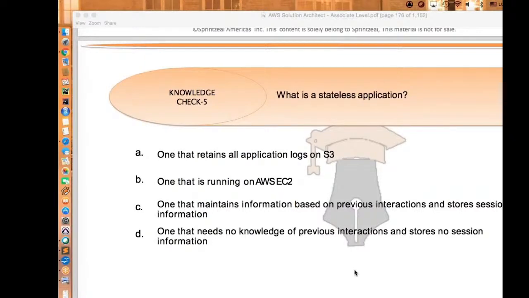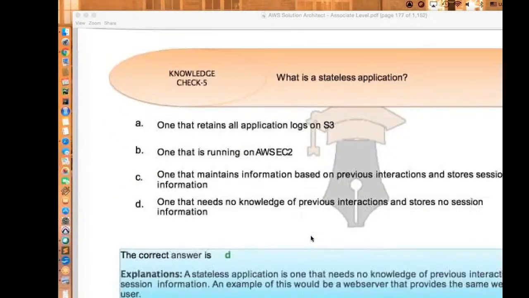We'll go to the next question. What is a stateless application? We discussed stateful and stateless applications along with examples yesterday. Do you remember which one is the answer? Yeah, I remember. You said one maintains the information based on previous interaction and stores it. Then I will go with D now. I know the answer to that one. Yes, that's correct. We don't require the previous state, and we don't store the session for further information. So D is the right answer.